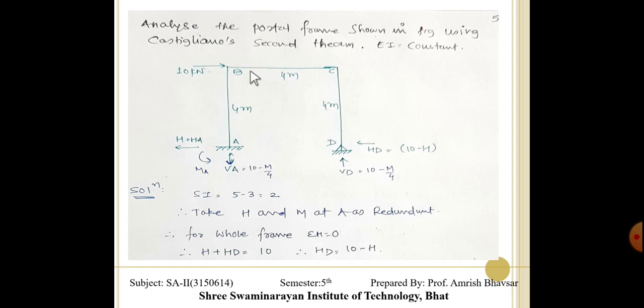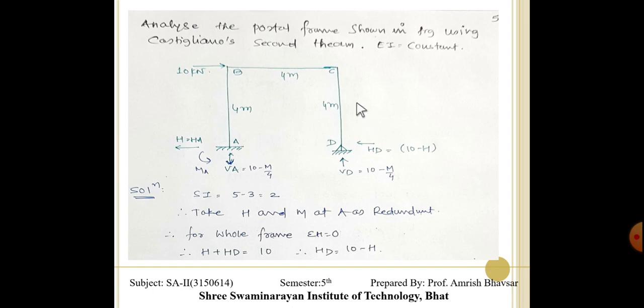So what is here? Analyze the portal frame shown in the figure using Castigliano's second theorem. EI is constant for us. Here A to B, support A is fixed. Here at B, a point load is there. It is 4 meter, 4 meter and 4 meter. Support D is a hinge support, right?